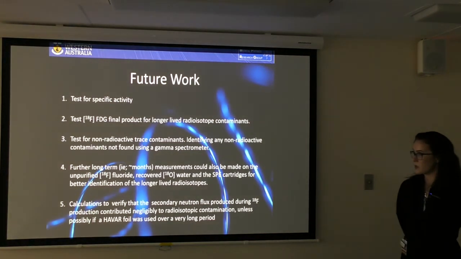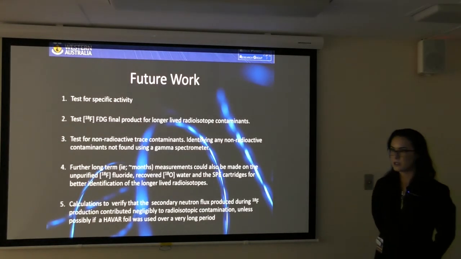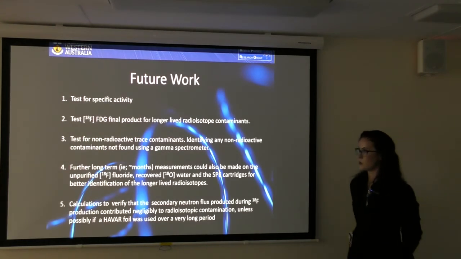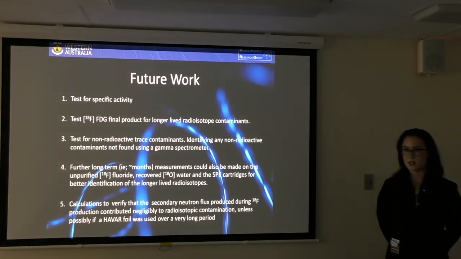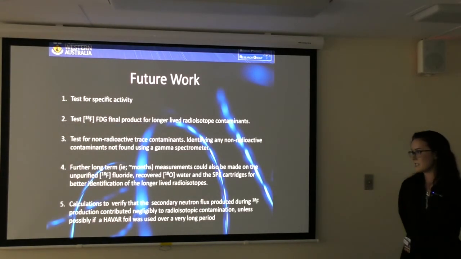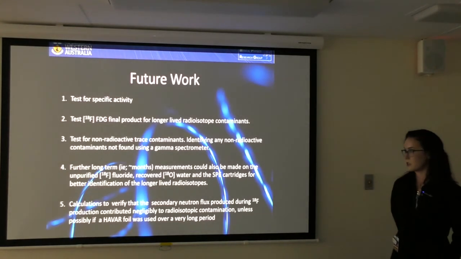Other measurements could have also been made on the unpurified F18 fluoride, recovered O18 water, and the SPE cartridges, just to also identify any longer-lived radioisotopes, as I measured these not long after. I could also include calculations for the secondary neutron flux into my database. However, I didn't see this as a good contribution at the time, as these effects are quite negligible.